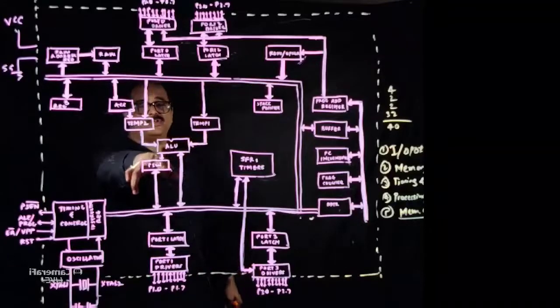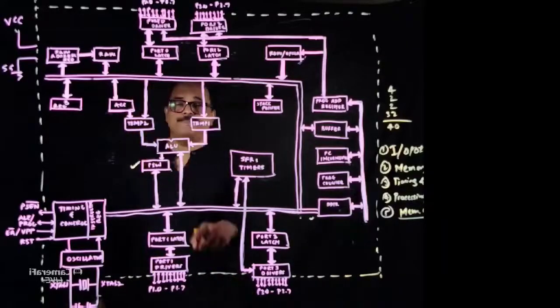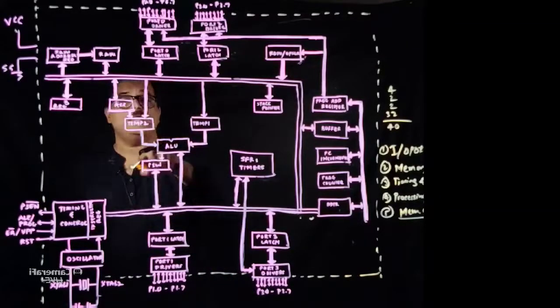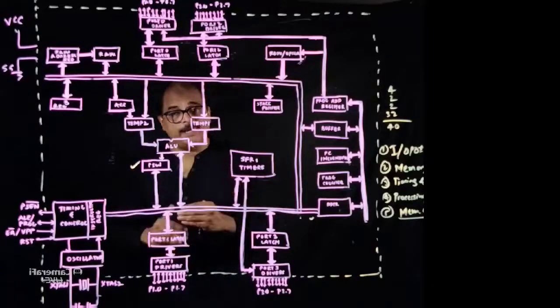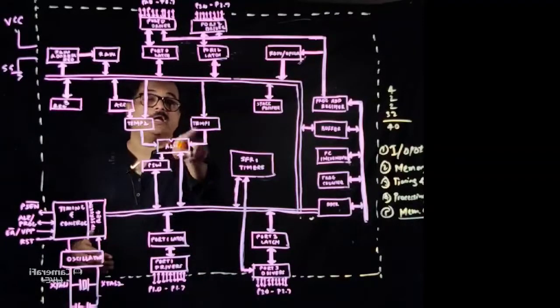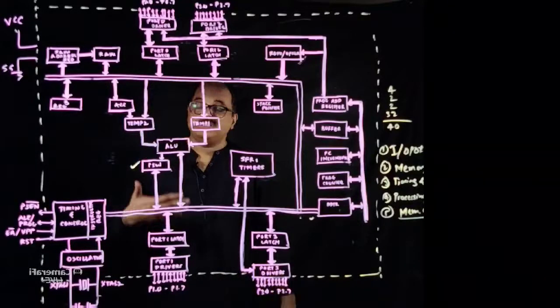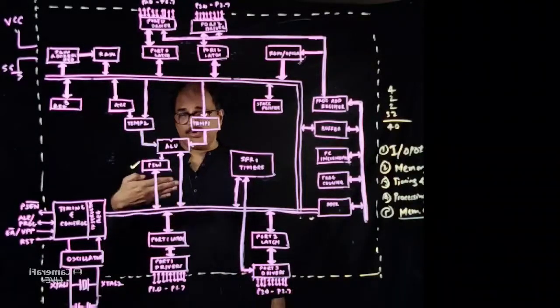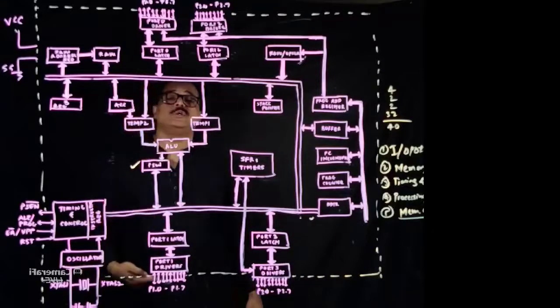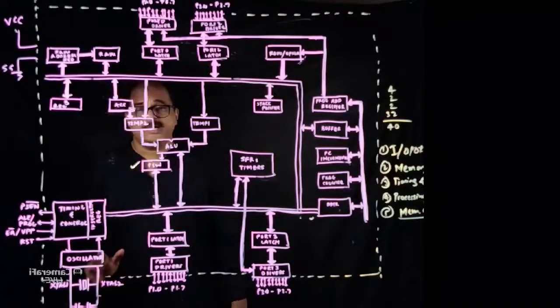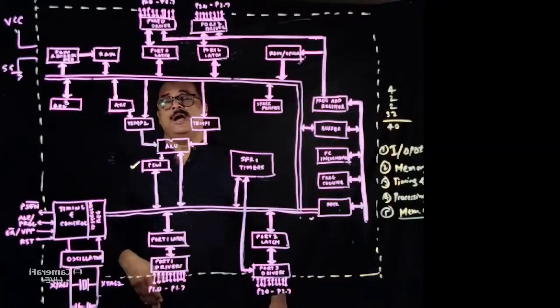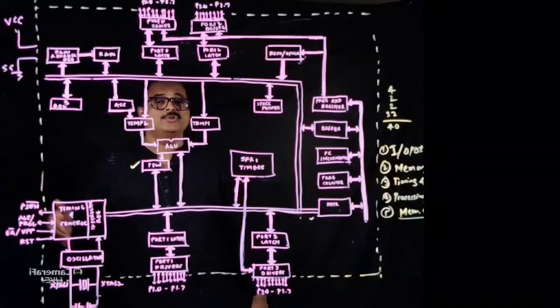Now there is one register here, an 8-bit register, called PSW. PSW stands for program status word. When an arithmetic or logical operation is carried out in the ALU, you require to know the status of that operation. What do you mean by status of the operation? You need to know if the carry is generated, if the auxiliary carry is generated, if the parity is generated, and so on and so forth.